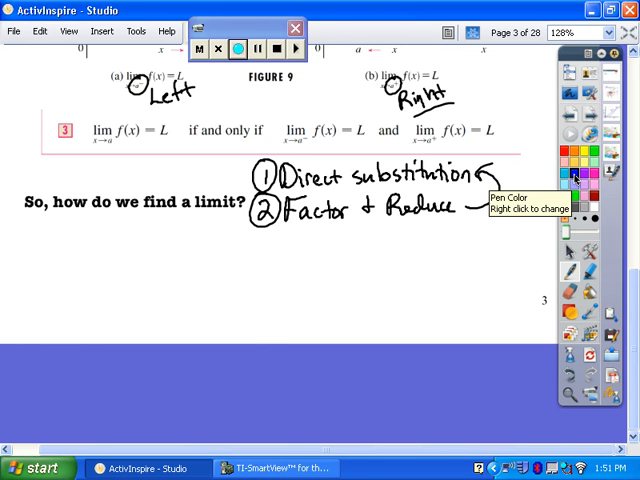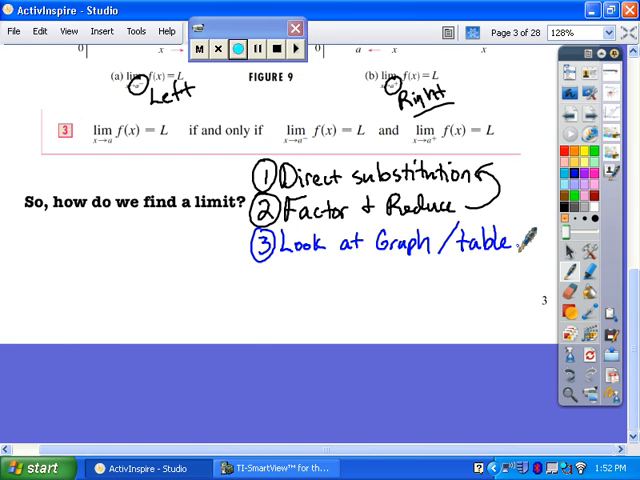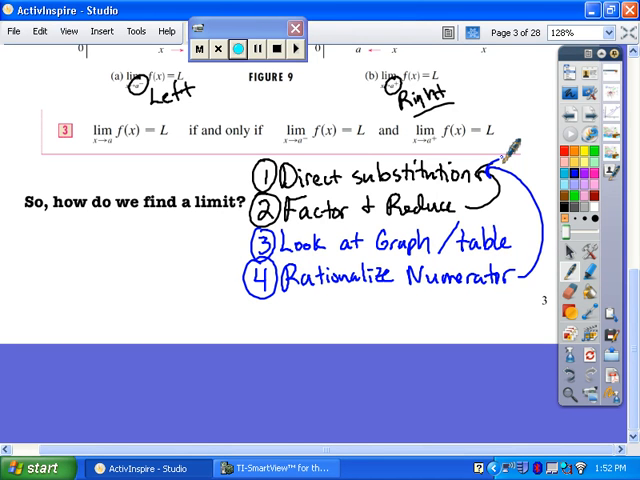Okay? What's another technique you've used? You look at the graph, and I'm going to link that with the table feature. So using your calculator, the graph and the table on the calculator. There's another technique that's a little bit more complicated, but once in a while it's something that you're going to have to do. It deals with the radical. This is where you have to rationalize the numerator. And then after you do that, you use direct substitution.